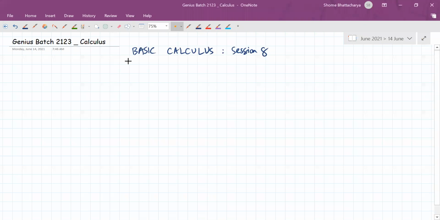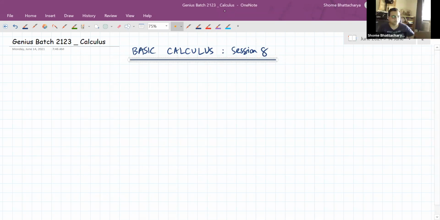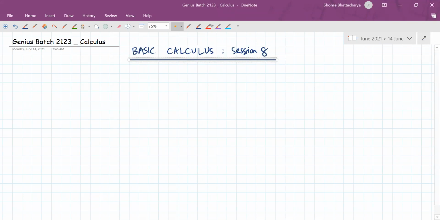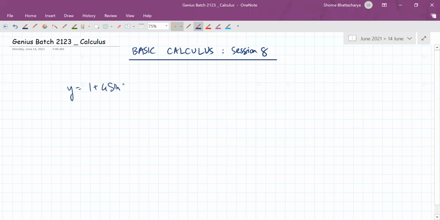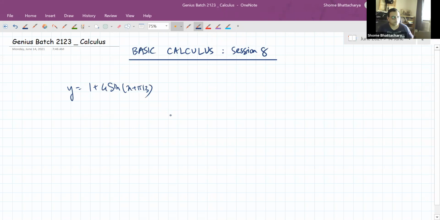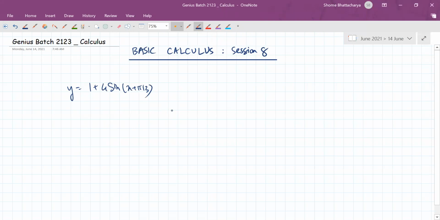Sir, may I just ask a quick doubt from one sum that we did last class? It was y equals 1 plus 4 sine bracket x plus pi by 3. And we reached the step till sine theta will be greater than minus 1, less than plus 1.